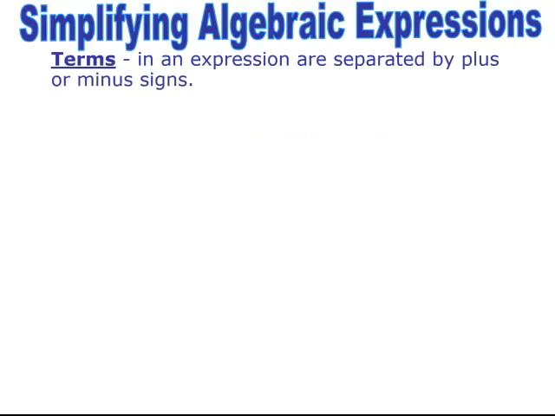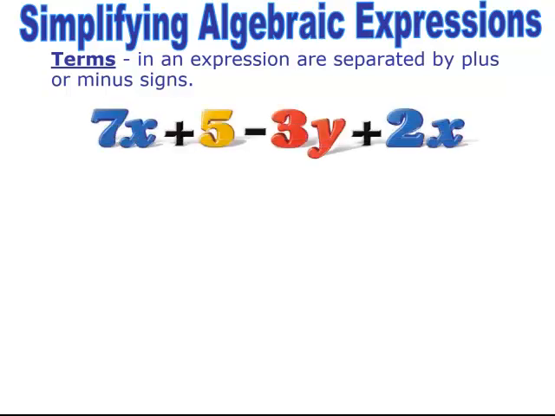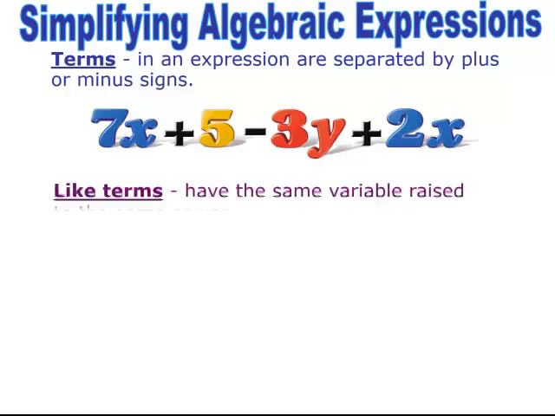Now when we're talking about simplifying algebraic expressions, it's important to know some common definitions. The first definition is terms. Whenever I'm talking about terms in an expression, they're separated by the plus or minus sign. In an example like this, our terms would be that 7x, that plus 5, the minus 3y, and the plus 2x. These are all terms. So I have 4 separate terms in this example.